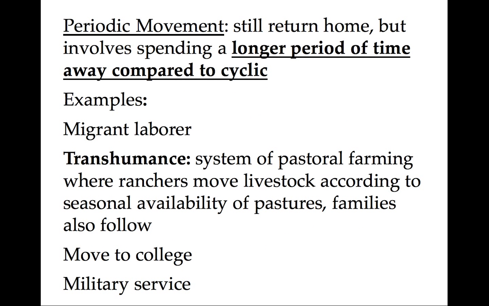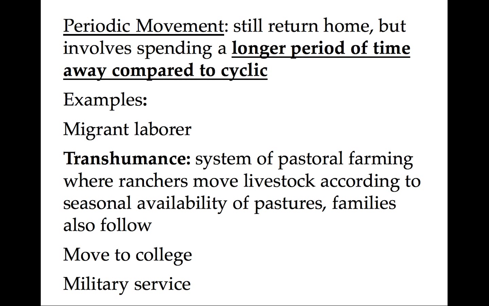So let's go on to periodic movement. In periodic movement, we are still returning home, but we're spending a longer period of time away from home compared to cyclic movement. So examples include our migrant laborers. And an important term that we'll come across again in our agricultural unit is transhumance. Okay, transhumance, it's a French word, so that's why I'm trying to say it with a French accent. I don't think I'm doing a good job. But transhumance is a system of pastoral farming where ranchers move their livestock according to the seasonal availability of pastures. And along with the ranchers and the livestock, again, we're having families moving as well.